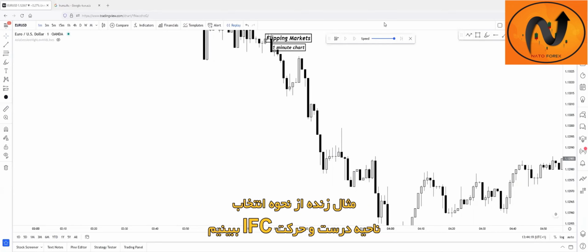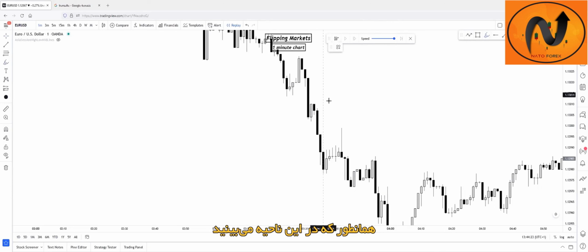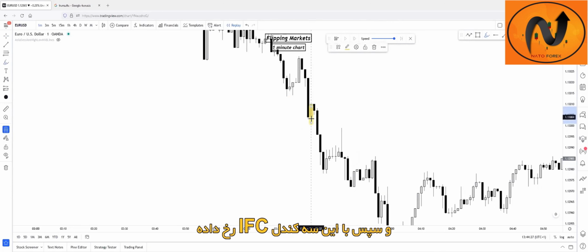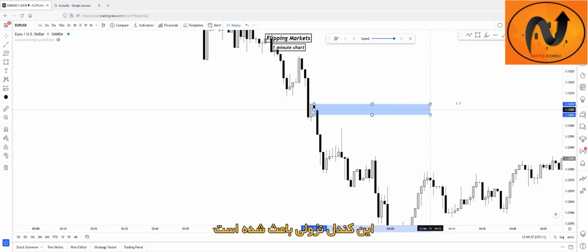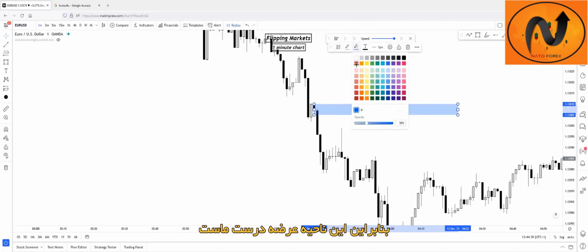So let's see a live example for the best zone selection and the inefficient push. As you can see in this region, price created a pullback with this candle. And after that, inefficient movement happened by these three candles. Which zone caused the inefficient push? It was caused by this downside candle. So this will be our right supply zone.